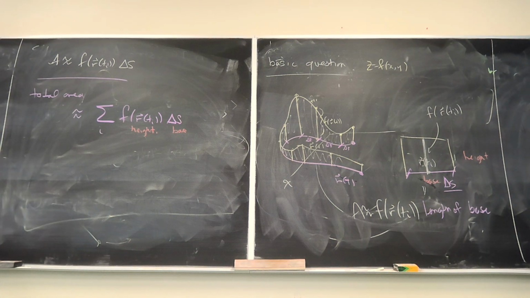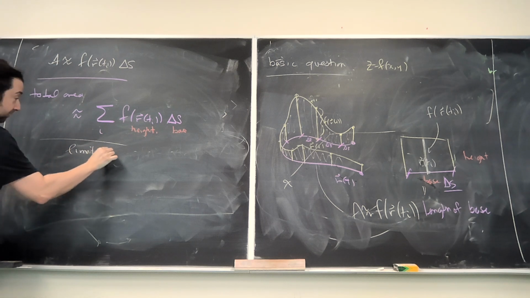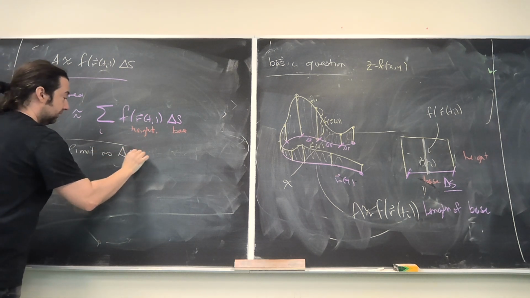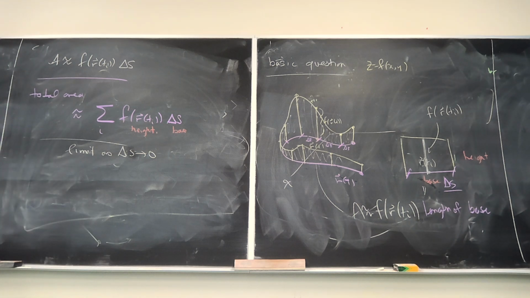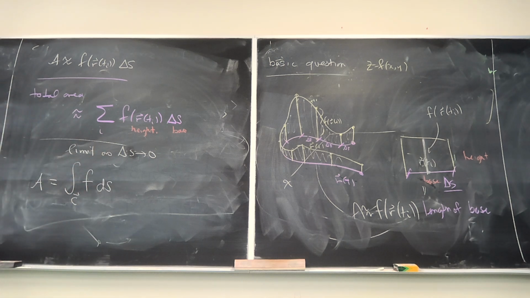And through the magic of integrals, by taking a limit as delta s gets smaller and smaller, we're going to take, for our definition of this integral, the limit as delta s goes to 0, and what we're going to get is that area is equal to the integral over the curve, that symbol means take the integral over the curve, of the height of the function times the width of the rectangle. So this object right here, the integral over the curve of f ds, is the definition of integrating a scalar function over a curve.